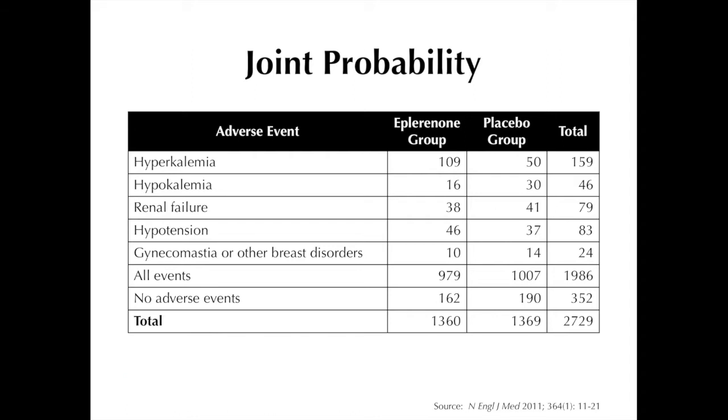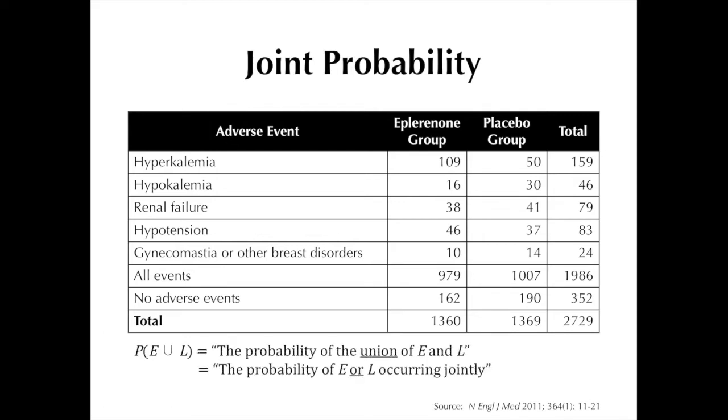Now, the probability that we are interested in here has this particular notation, and this is read as the probability of the union of E and L, or the probability of E or L occurring jointly. What it all comes down to is that we want to add the marginal probabilities of the eplerenone group and the placebo group together. The marginal totals for the eplerenone group and the placebo group are 1,360 and 1,369 respectively.